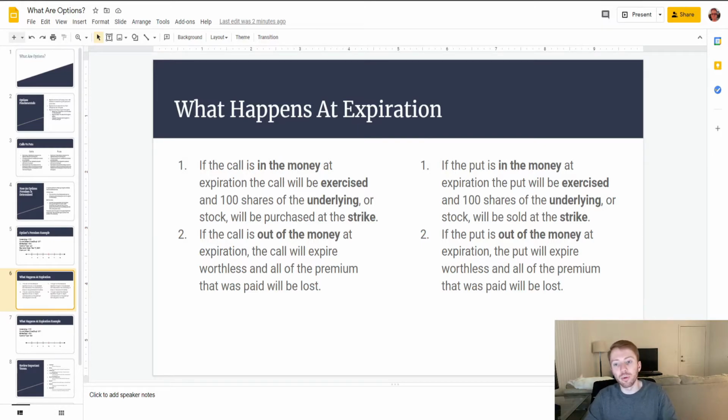Now, if we look at the put side, it's basically the exact opposite. If your put's in the money at expiration, your put will be exercised and you will sell 100 shares of the underlying at the strike price, again, regardless of what the stock price is currently. And if your put is out of the money at expiration, the put will expire worthless, and again, all of your premium that you paid will be lost for that option.